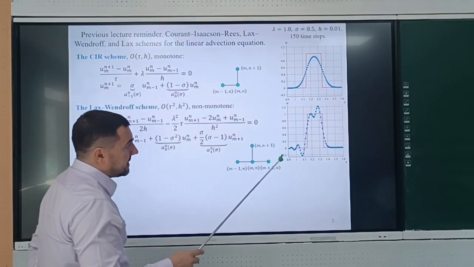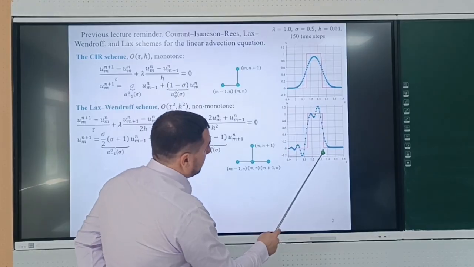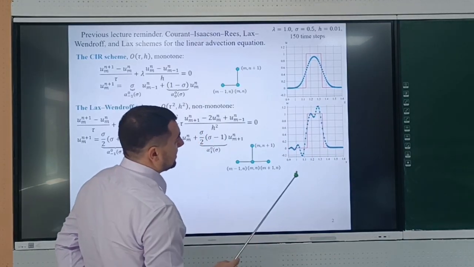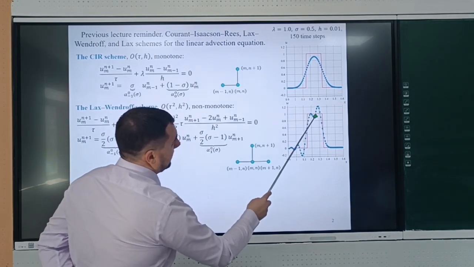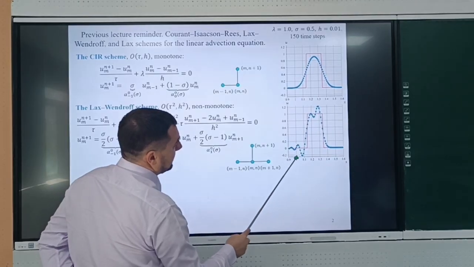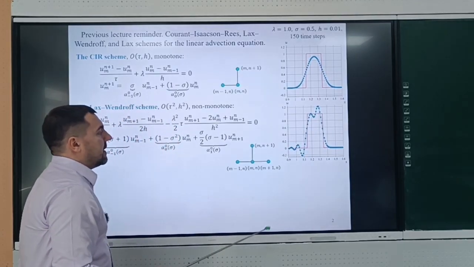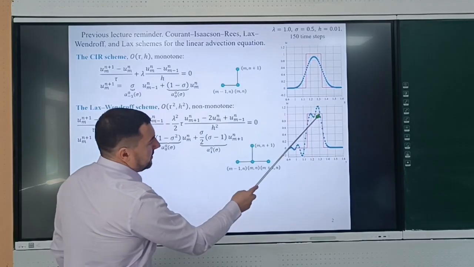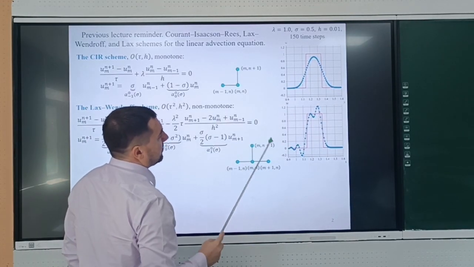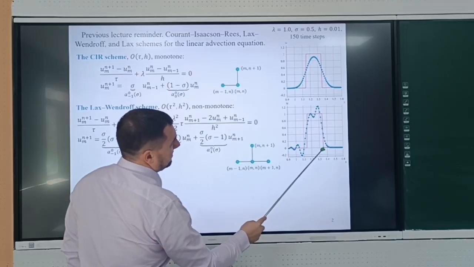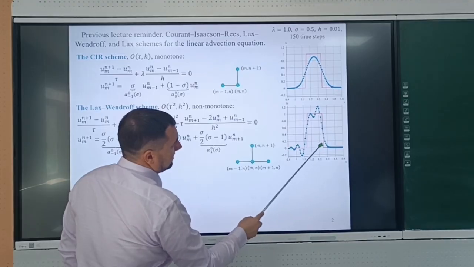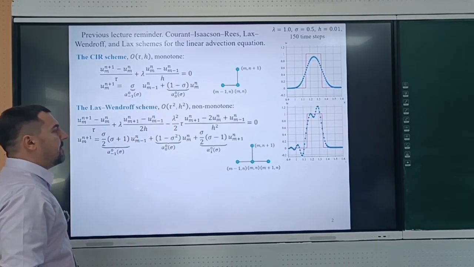And here we also discussed that the main disadvantage of this scheme is that we have spurious, unphysical oscillations. This effect is called overshooting when your numerical result is higher than the exact solution, and this is undershooting. At the same time, the localization of this discontinuity is much better in comparison with the first order scheme, because you can see there are non-zero values here and here only, just near the discontinuity.